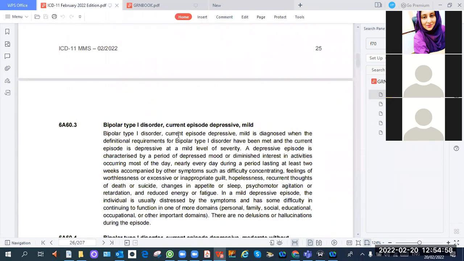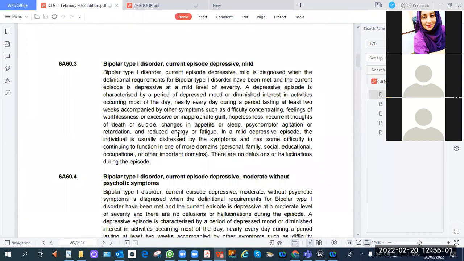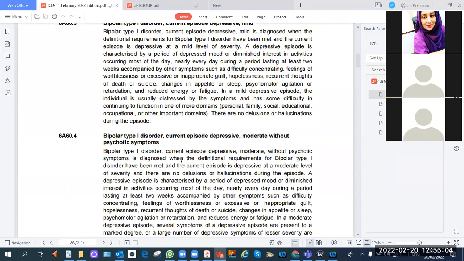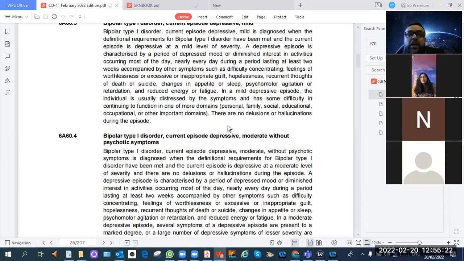So bipolar type 1, current episode could be mild or moderate or severe. Now you see the difference here. Moderate depressive episode may be with or without psychotic symptoms. Before, in ICD-10, the disorder had to be severe in order to fulfill the psychotic symptoms. But now it is no more necessary to go for severe depressive episode. And in practice, we do see patients of moderate depression with psychotic symptoms.